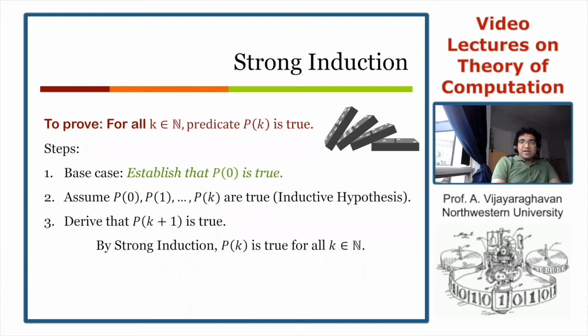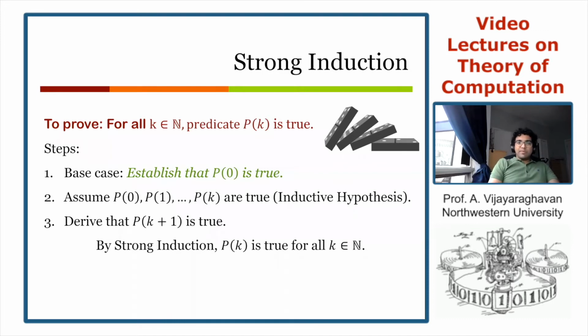In particular, we will look at this technique called strong induction. So what is strong induction? We still want to prove a statement about natural numbers. So let that be the predicate P of k. The first step is going to be the same. The base case: you have to establish the base case for the first natural number, let's say P of 0, that P of 0 is true.